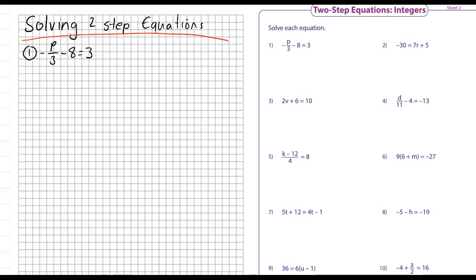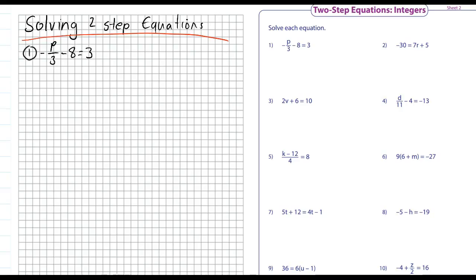So we've got minus p over 3 minus 8 equals 3. Now the last thing I read out in that is minus 8, because you've got minus p over 3, then you take away 8 from that, and that gives you 3.